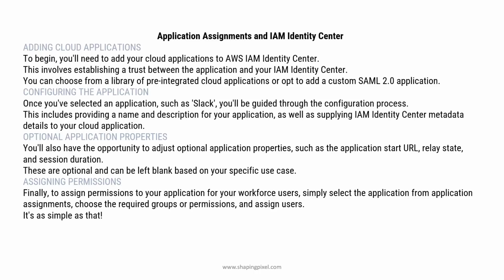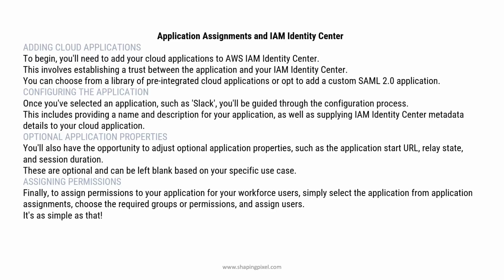Once you have selected an application such as Slack, you will be guided through the configuration process. This includes providing a name and description of your application, as well as supplying IAM Identity Center metadata details to your cloud application. You will also have the opportunity to adjust optional application properties such as the application start URL, relay state, and session duration. These are optional and can be left blank based on your specific use case.